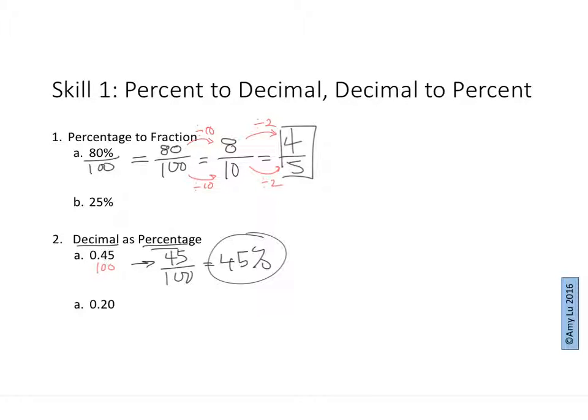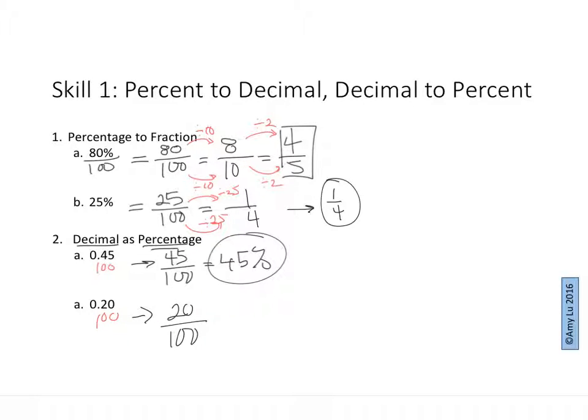So for 25%, this is the same thing as saying 25 out of 100. And to simplify, I'm going to divide by 25 because I know I can do that. And that makes 1 out of 4. So my answer is 1/4. Now for 2A, 1 under the decimal, 0 under each number, this makes 20 out of 100. Automatically, that's 20%.